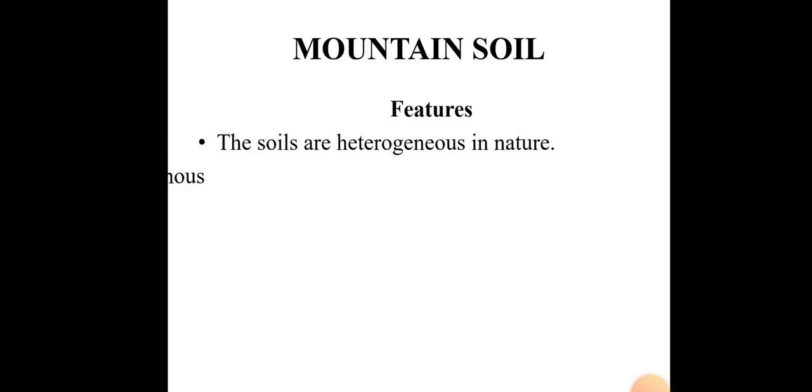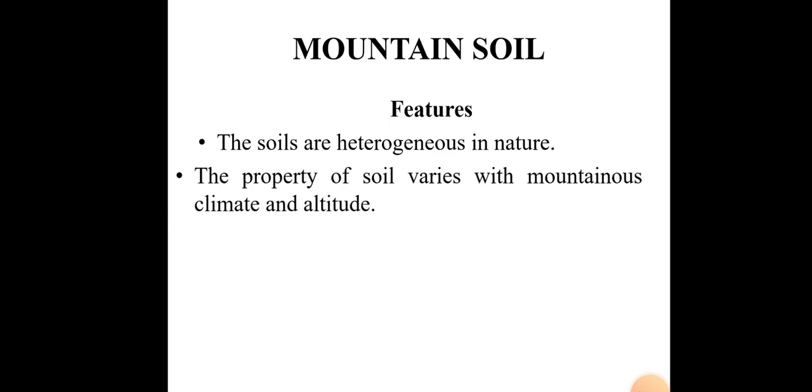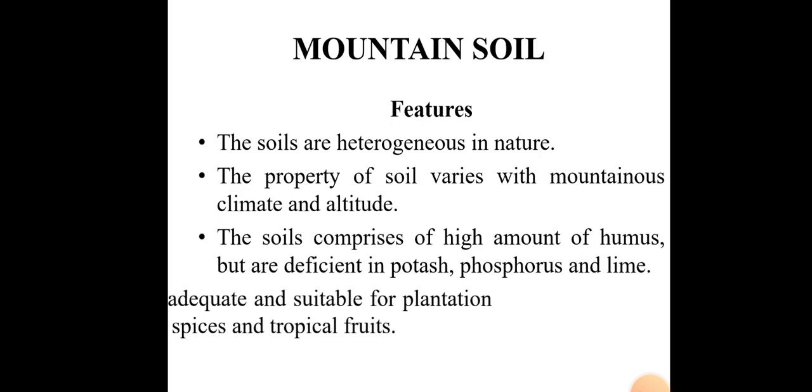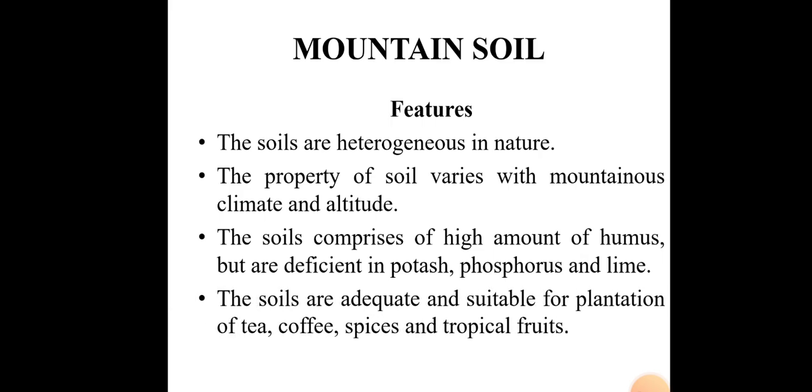The next is montane soil or mountain soil. The soil is found in mountainous regions where soil and gravels are available. In the high altitudinal zone, the soil comprises a high amount of humus but is deficient in potash, phosphorus and lime. Mountain soil is suitable for plantation of tea, coffee and fruits.